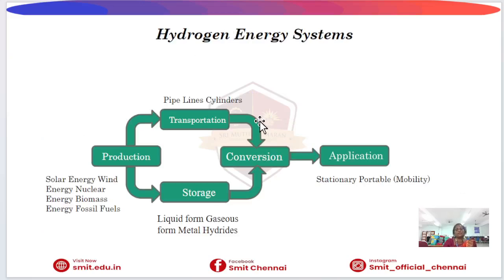Hydrogen energy systems include production, storage, transportation and conversion. For example, solar energy is used to run an electrolyzer to produce hydrogen. Hydrogen is stored in a tank and then supplied to a fuel cell, which produces electricity for home or vehicle.